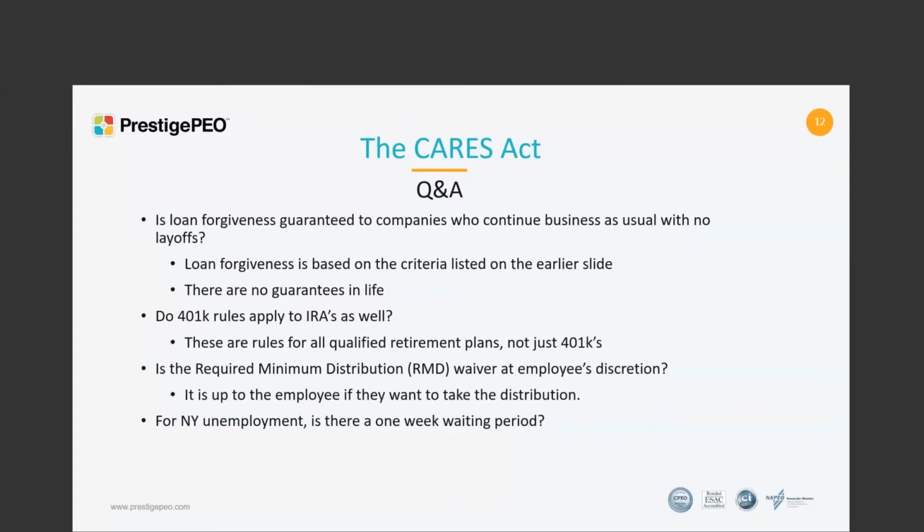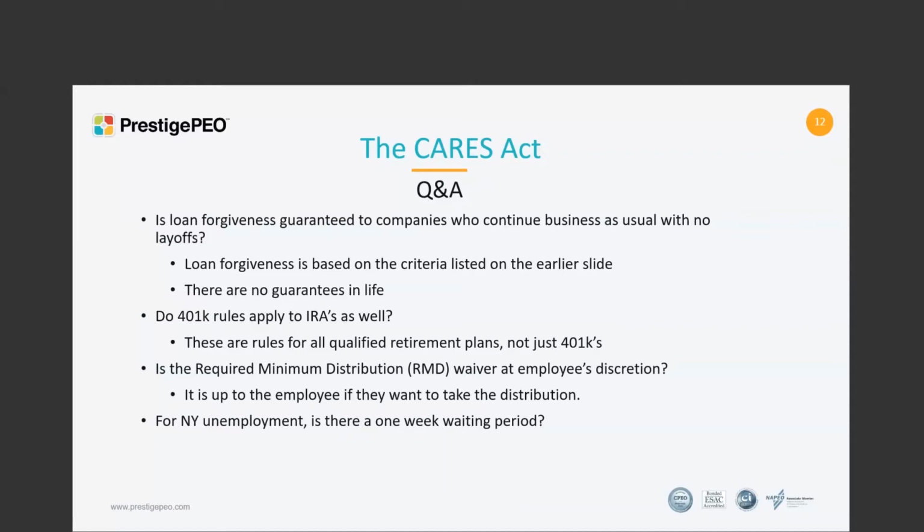Is the required minimum distribution waiver at the employee's discretion? Absolutely. If you're able to make it through the year and not take your required minimum distribution from your qualified retirement plan, then don't do it. The federal government doesn't want you liquidating assets at a market low at the moment just to fulfill that requirement.